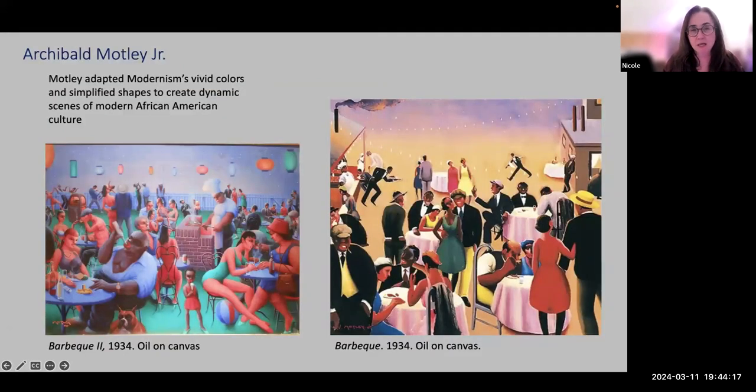Archibald Motley, whom Locke mentioned in The New Negro, took a realist view of Black American culture. His painting, Barbecue of 1934, is energetic, lively, and full of motion, and it also shows an interest in how figures look under artificial light. Motley was renowned for vividly portraying the African American experience in 1920s and 1930s Chicago. Unlike many Harlem Renaissance artists, Motley never resided in Harlem. He was born in New Orleans, but spent most of his life in Chicago.